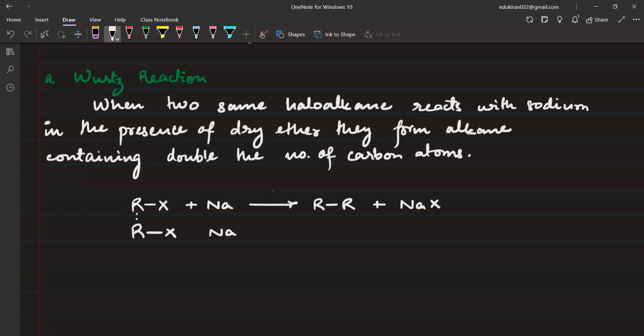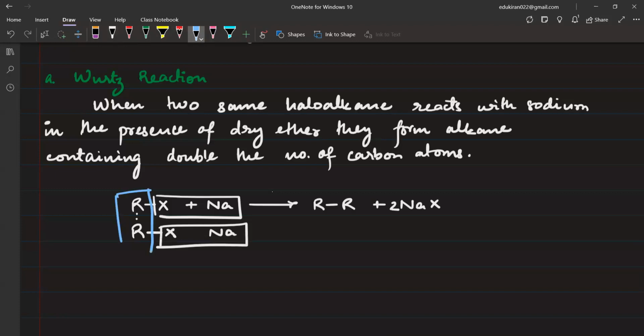One more sodium will be applied, and from here you get X and from here you get X, and a bond will come between R and R. There will be a bond between R-R, and NaX and NaX will be formed. So you'll get 2 NaX. Okay, so 2 and 3 doesn't matter. You have to understand this part more importantly. R and R will form a bond.